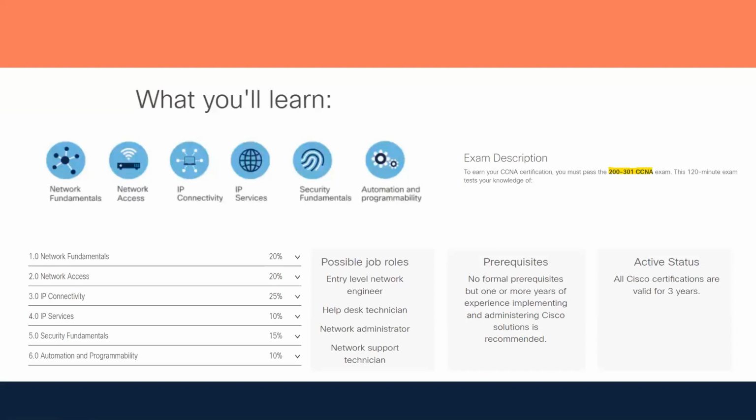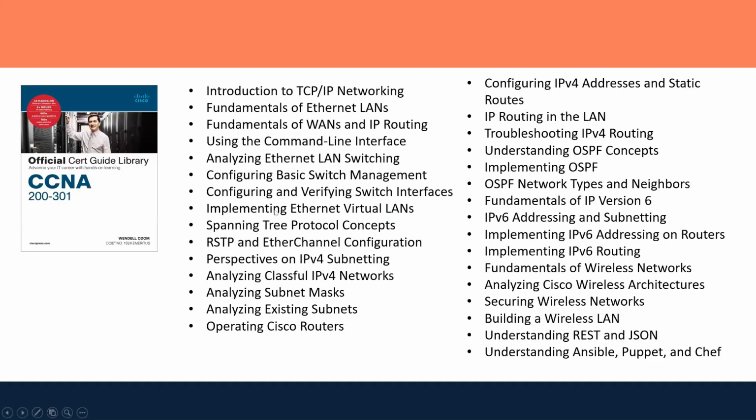This certification has the certification code 200-301. And if you want to learn CCNA in detail, you can refer to the study guide as well, which is the official study guide from Cisco. That is written by Wendell Odom. So you can refer to this particular study guide.